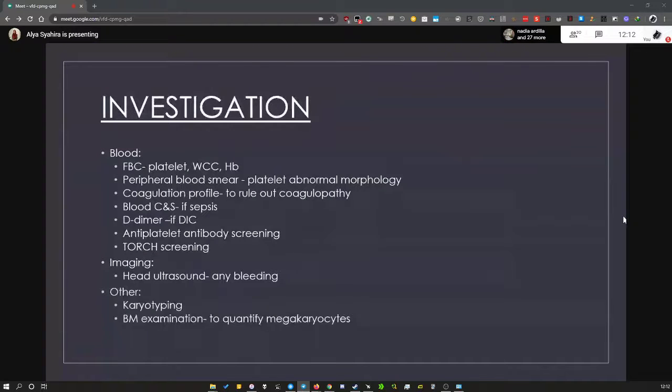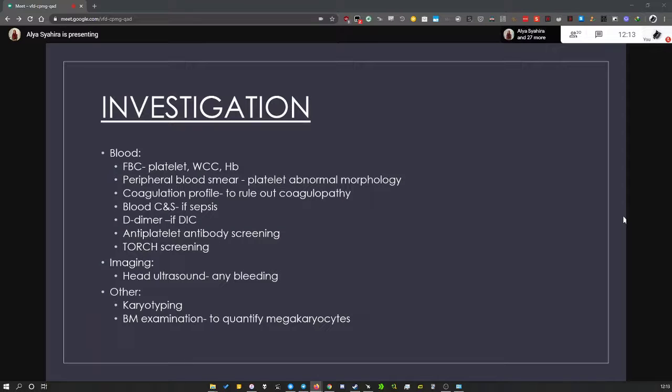Next, for investigation, we divide into blood, imaging, and others. For blood, we can do a full blood count first to see the platelet level, and then we can see the white cell count to rule out any infection or inflammatory causes, and also hemoglobin to see if there is anemia, a complication from the bleeding. And after the full blood count, we can do a peripheral blood smear.